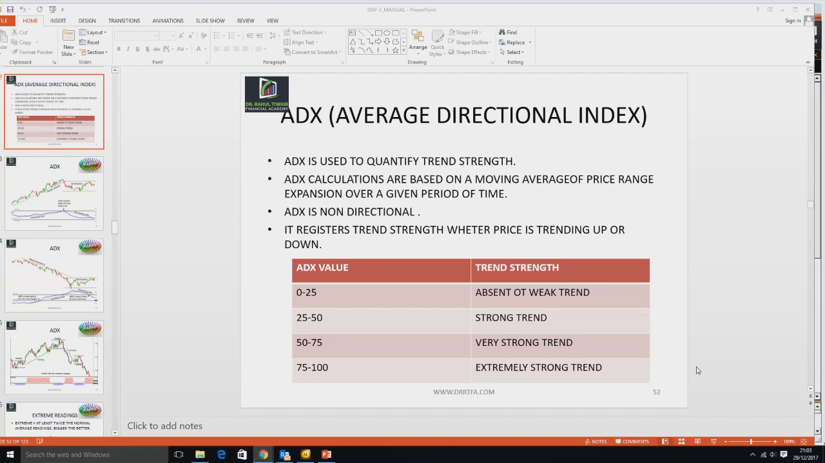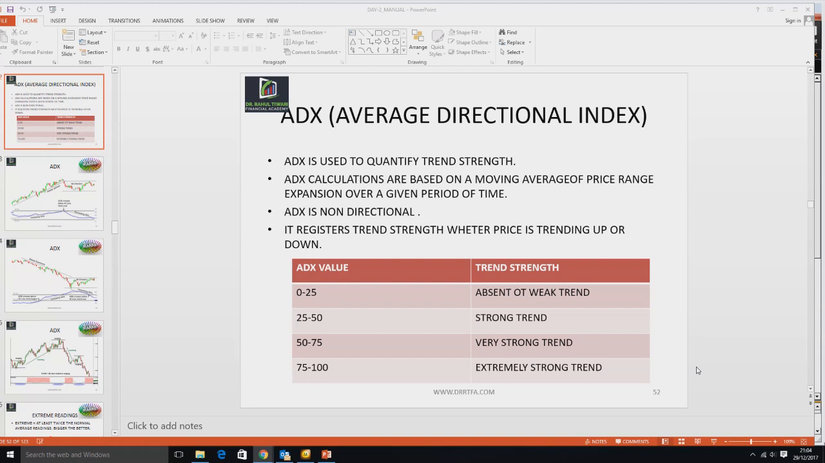ADX stands for Average Directional Index, and it is used to quantify the trend strength. Remember, it quantifies trend strength rather than trend direction. Trend direction could be either long or short, and it will describe whether that direction, long or short, has strength in it or not. It means if it's a long position, it can still go long, or if it's a short position, there is still a significant downside.